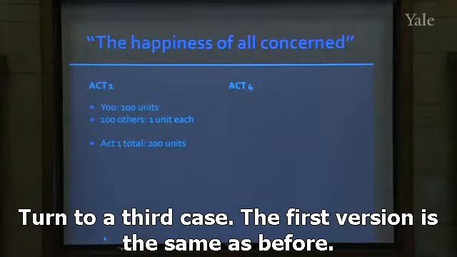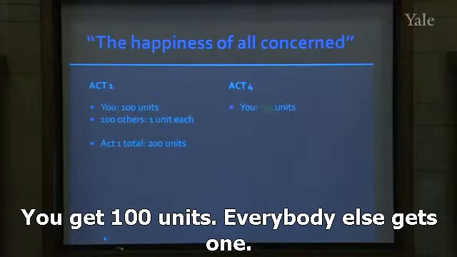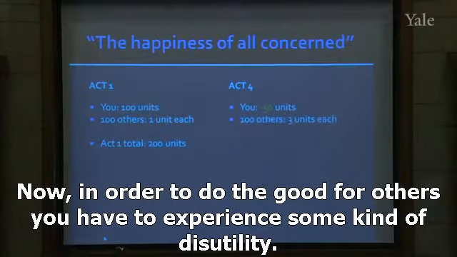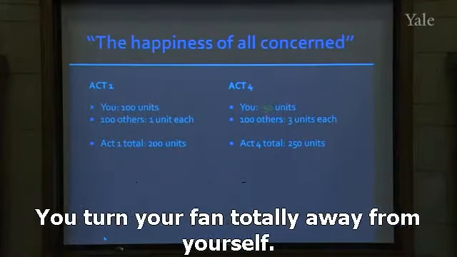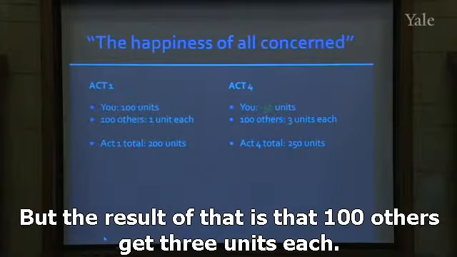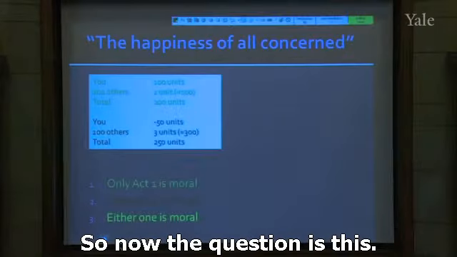Let's turn to a third case. The first version is the same as before. You get 100 units, everybody else gets 1. Now, in order to do the good for others, you have to experience some kind of disutility. You turn your fan totally away from yourself, but the result of that is that 100 others get 3 units each. So now the question is this.